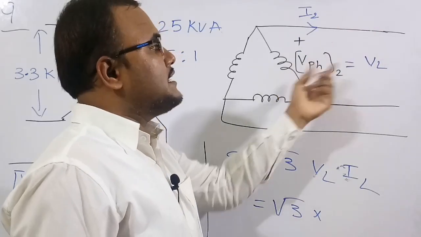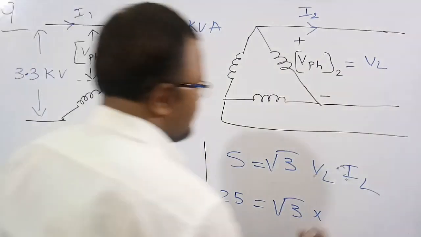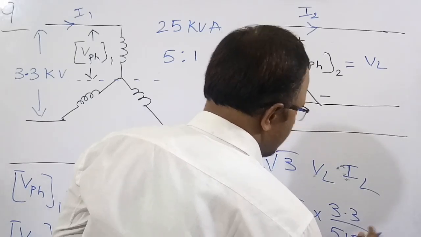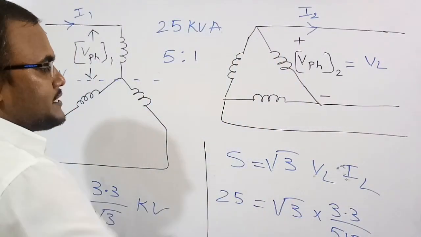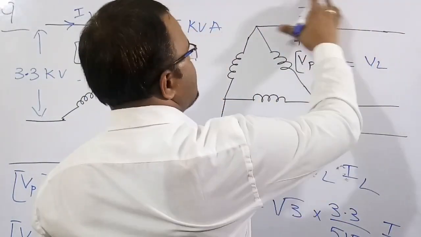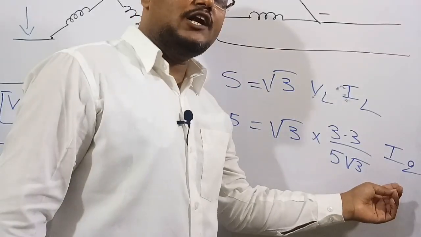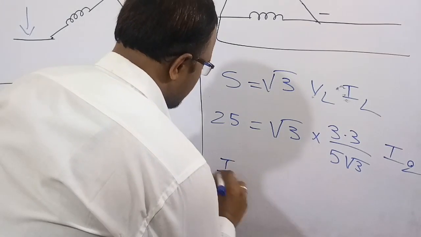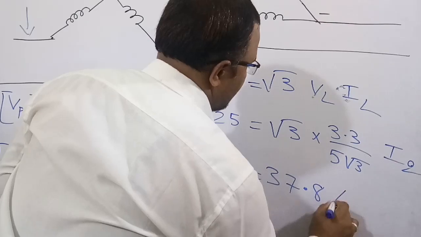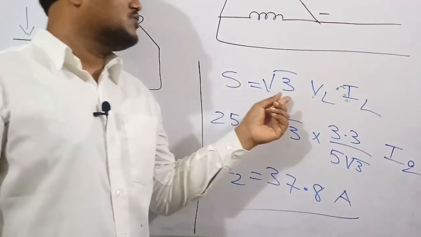For a delta connection, line voltage is equal to phase voltage. So VPH of 2 is equal to 3.3 by 5 root 3. Here kilovolt and kVA, so kilovolt gets cancelled and only ampere will remain. So IL, the line current, is I2. If you do the simplification, I2 is the only unknown parameter. So I2 is equal to 37.8 ampere.